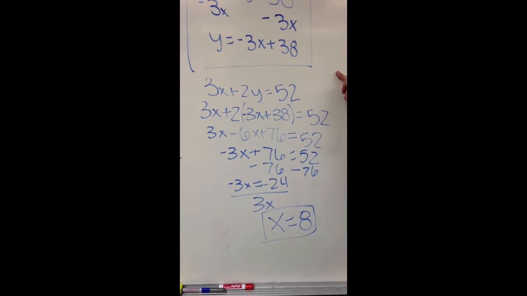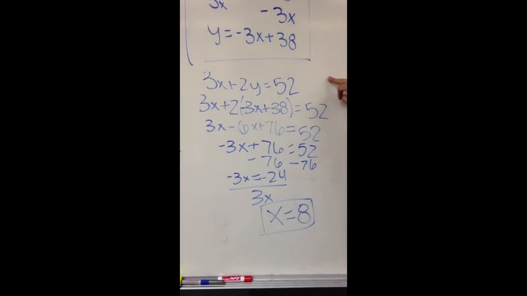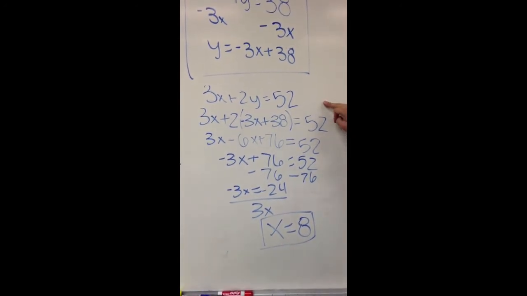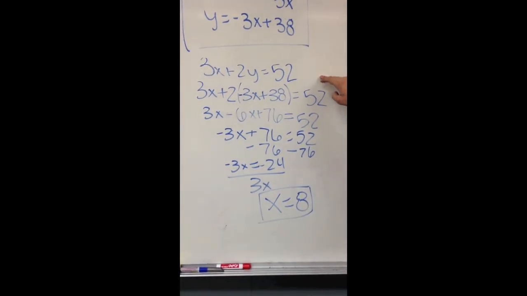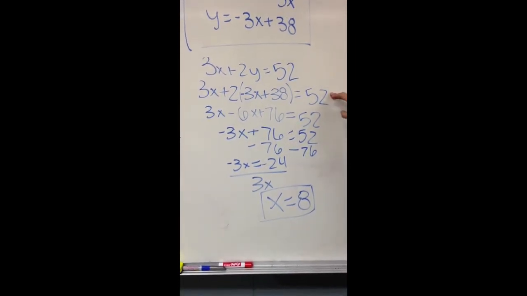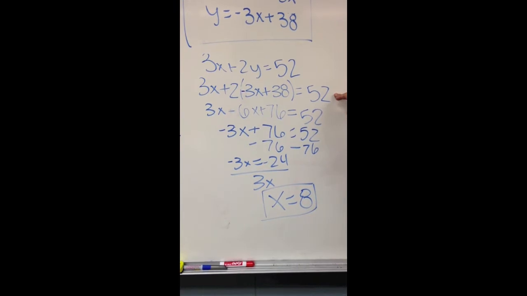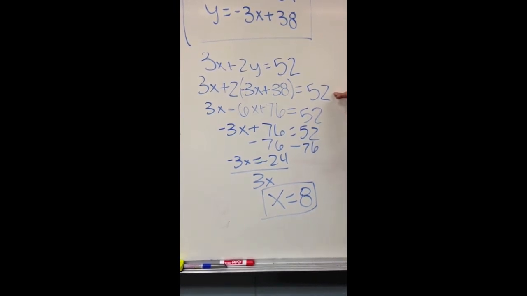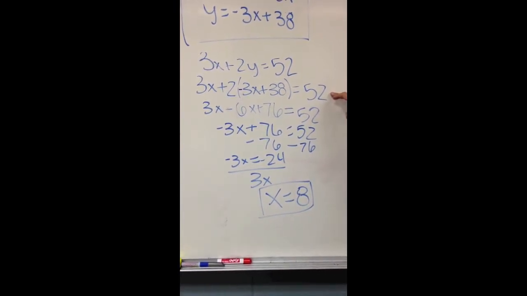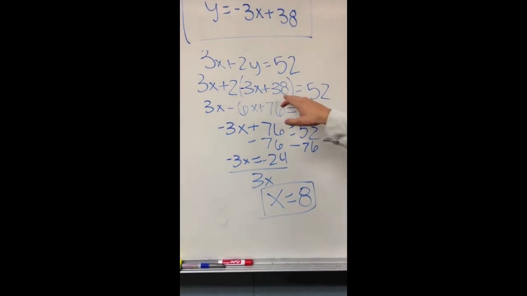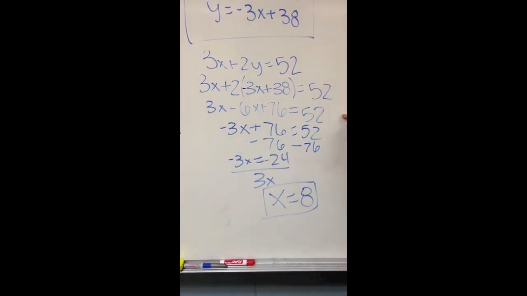So for y alone, it would be y equals negative 3x plus 38. After you get your y alone, you go to your second equation, which is 3x plus 2y equals 52, and you plug in y. So it would be 3x plus 2, and then in parentheses, negative 3x plus 38 equals 52. After you multiply, you would get 3x minus 6x plus 76 equals 52.